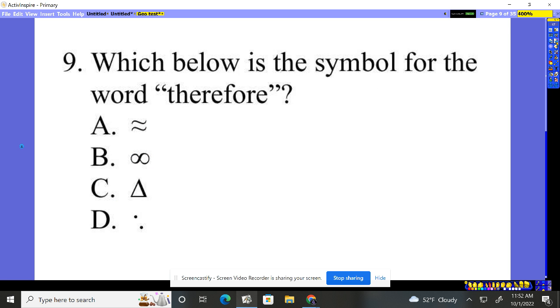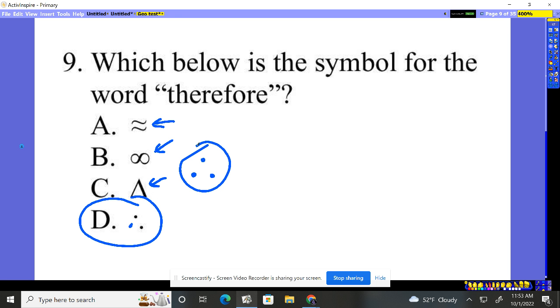One more. Number 9, which below is the symbol for the word therefore? Which is it? It is this. For some reason it's supposed to be a triangle of dots. I don't know why when I put this as a PDF, it's erasing that extra dot. That's very weird, but that's what it's obviously doing. Okay, this means approximately, that's infinity, and that means the difference, the delta symbol. So the answer for 9 is D, and it will look pretty when you take the test or when you took it or retake it.